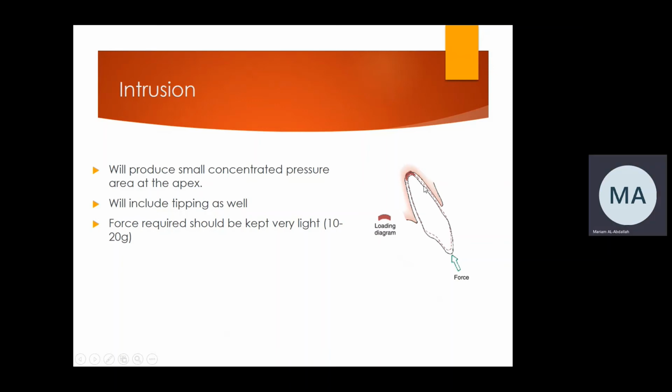But in real life, a pure intrusion again is not possible. We will always end up having different areas being pressured along the way, and we will have unavoidable tipping. Okay, so the range of force necessary for intrusion is the lowest among the 6 different types of orthodontic tooth movement. It requires 10 to 20 grams. Always be gentle when you go for intrusion.